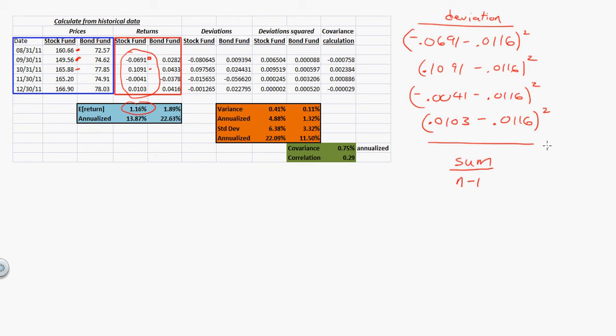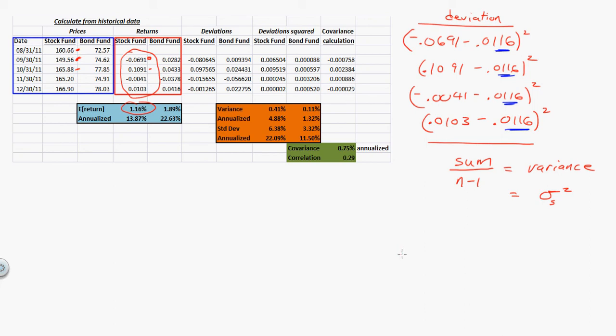Is this number the average? And my answer to that is no, this number is not the average, because I don't have every return for the stock fund that ever existed. I only have returns for the stock fund over these dates. So this is an estimate of the average, not the actual average. So when I'm subtracting the estimate, not the truth, I lose a degree of freedom. So bottom line, I divide by n minus 1. That is going to give me the variance. That's always written as sigma, lowercase sigma squared, and subscript, I could write S for stocks.